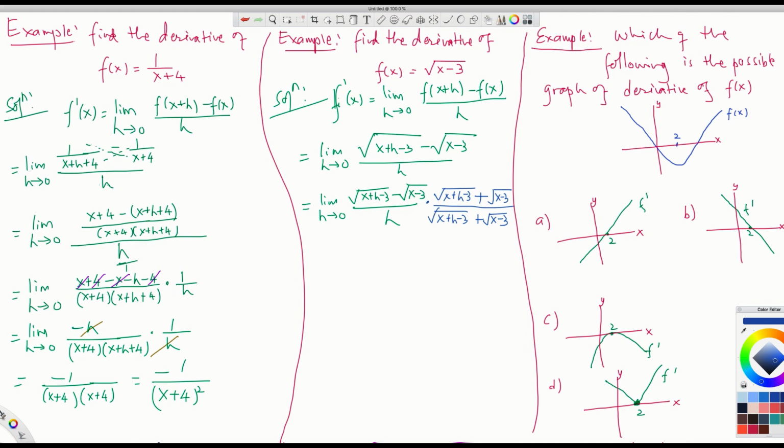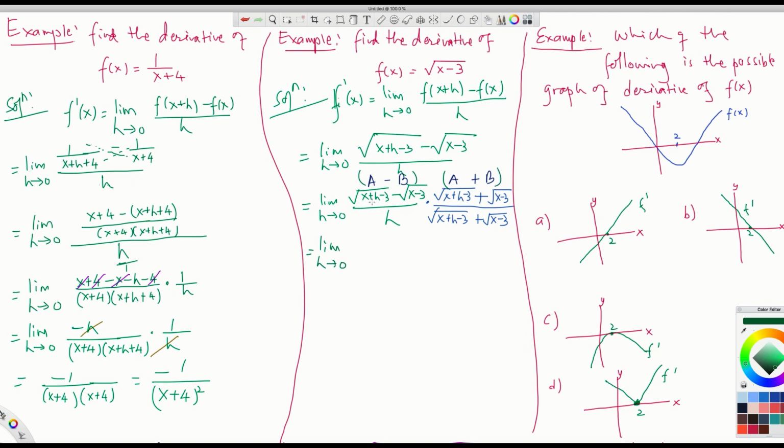Now what we do next is basically we multiply the top. You see that it is like a minus b, and then it is like a plus b, right? What is the formula for a minus b times a plus b? It should be a square minus b square, right? So how do I write that? It is the limit h tends to 0, it is a square minus b square.